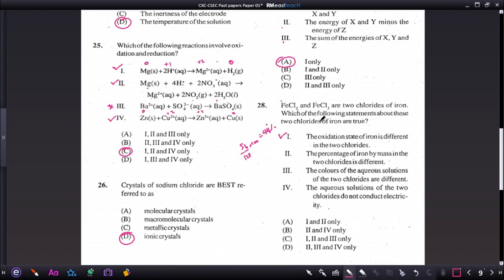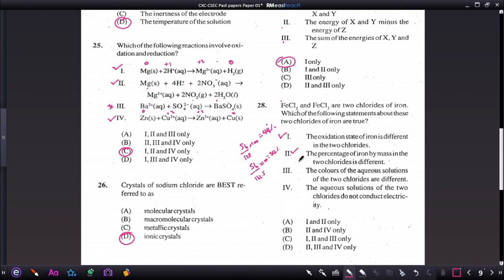And ferric chloride would be 56 over 56 plus 3 times 35.5, so that would be 162.5. So it's 56 divided by 162.5 and multiply that by 100 would give us 34%. So you see that the mass percentage of iron within the compound is different.